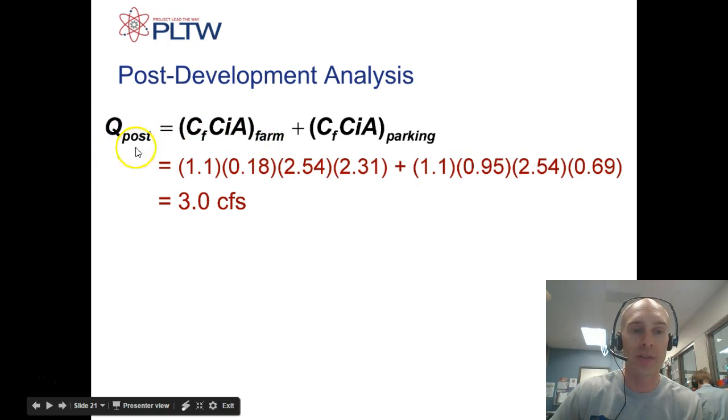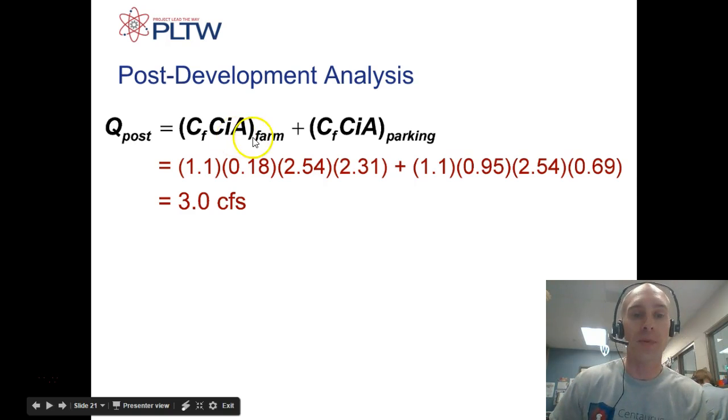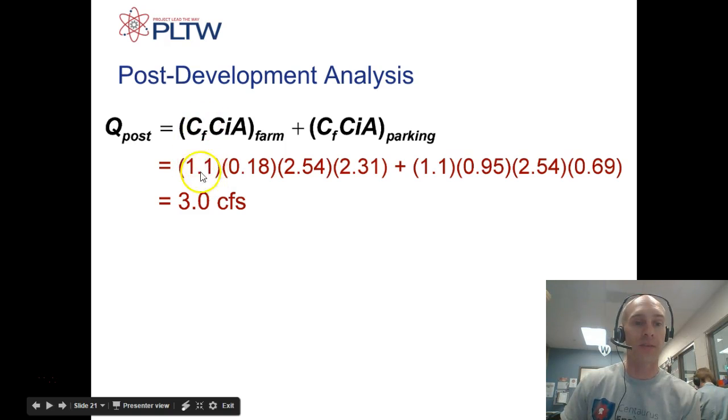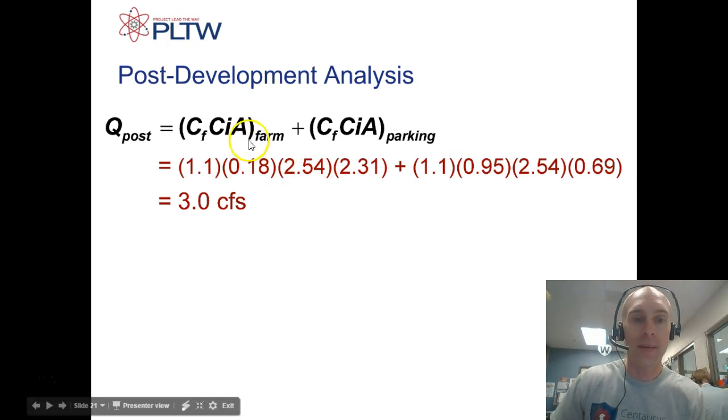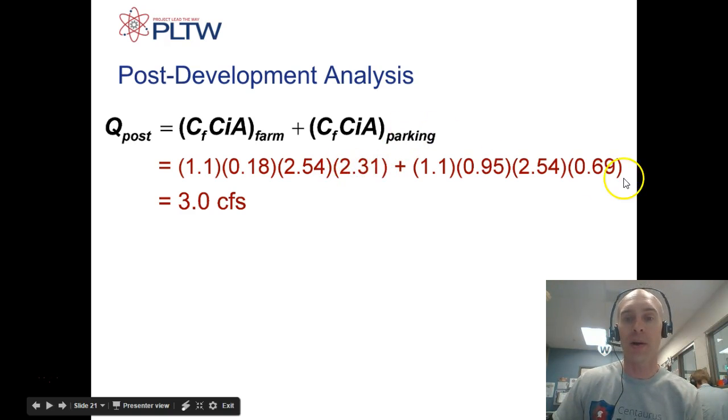So again, here post-development, you see we have 2 parts, 2 equations, or 2 problems that we have to do. We have the farmland piece, and then we have to add the parking. So for farmland, again, CF is 1.1. The C is 0.18, intensity is 2.54. It's all the same as pre-development. Hopefully you have that written down so you can compare. But the area now is not 3 acres, it's 2.31 acres, because for parking, it was 0.69. Parking uses the same values, but the only difference is that C value is 0.95 because that's the asphalt value. So when we solve for both of these and add them up, we get 3 cubic feet per second.